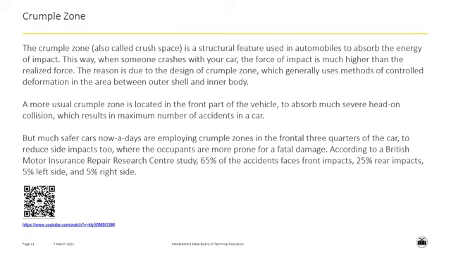A more usual crumple zone is located in the front part of the vehicle to absorb the much severe head-on collision, which results in the maximum number of accidents in a car. But much safer cars nowadays are employing crumple zones in the frontal three-quarter of the car to reduce side impacts too, where the occupants are more prone to fatal damage. According to a British Motor Insurance Repair Research Centre study, 65% of accidents face front impacts, 25% rear impacts, 5% left impact, and 5% right side impact.